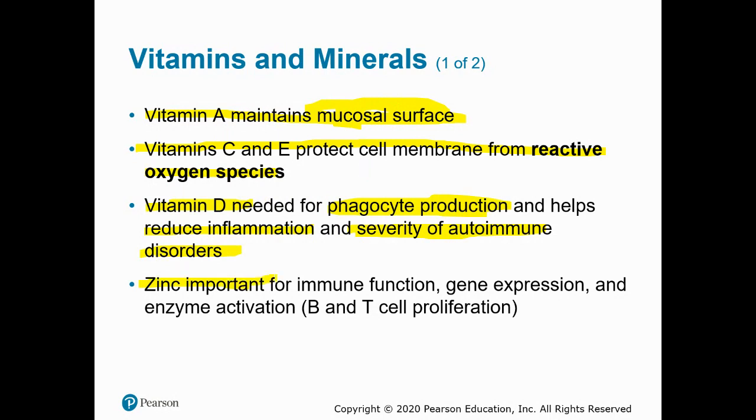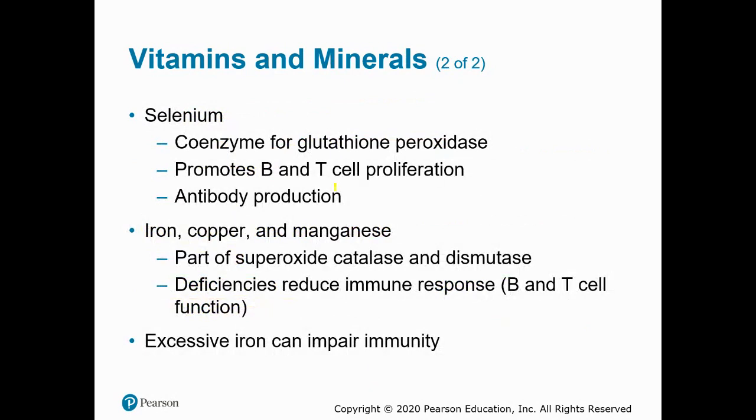Remember, zinc was also really important for genetic expression and enzyme activation, specifically for B and T cell proliferation. So zinc is really critical to the immune response. Selenium, remember, is also a coenzyme for glutathione peroxidase, another antioxidant system. Selenium also supports B and T cell proliferation along with zinc. And selenium also supports production of those antibodies in the specific immune response.